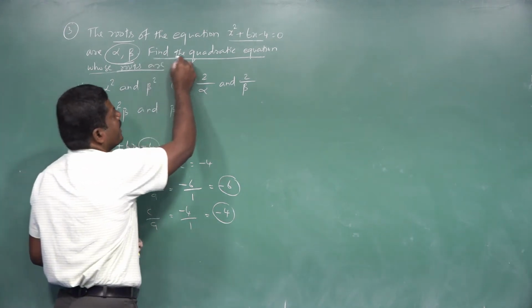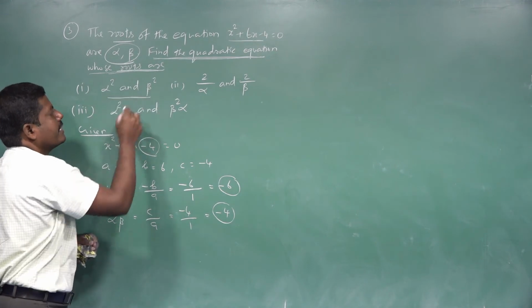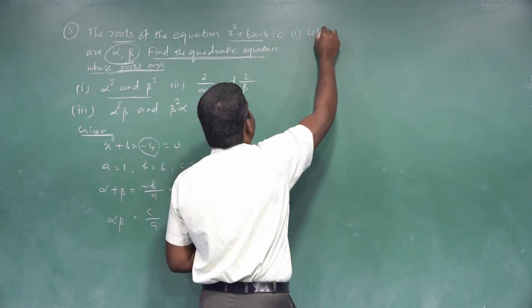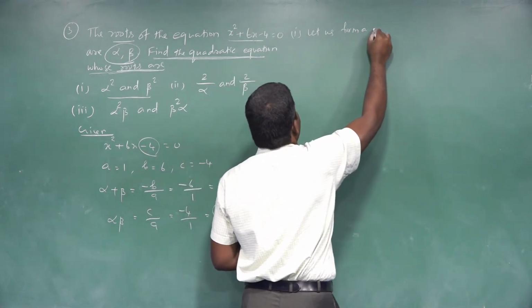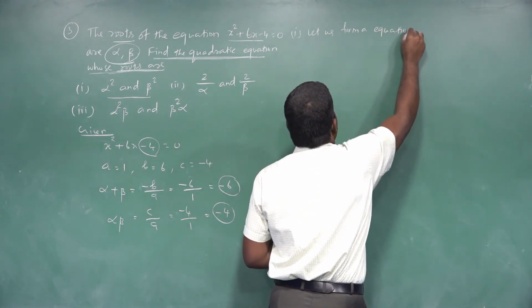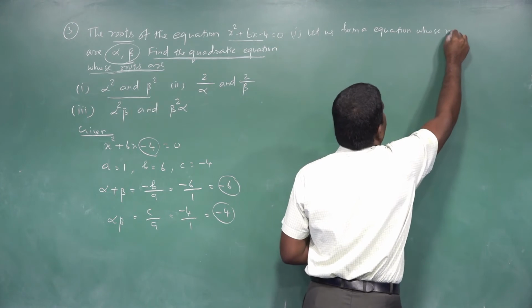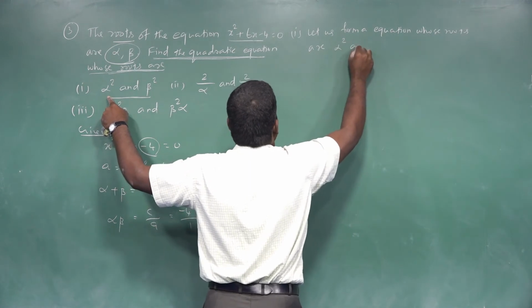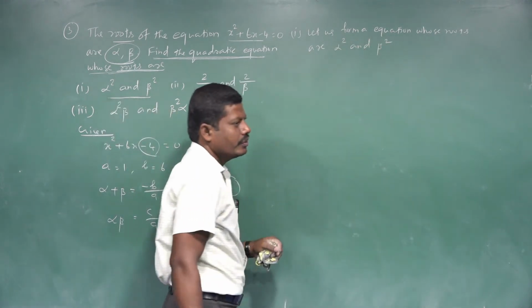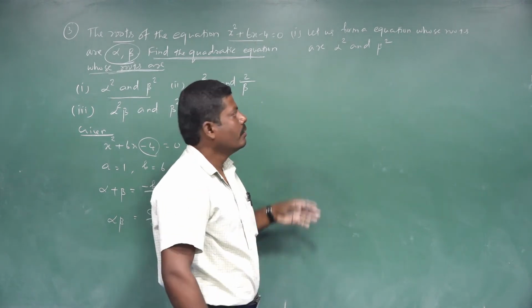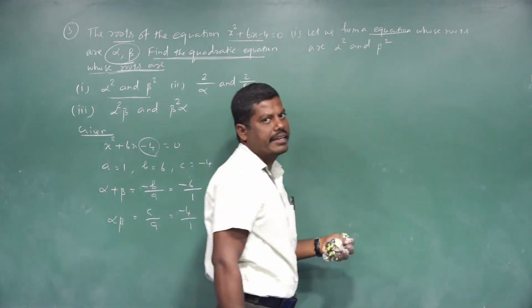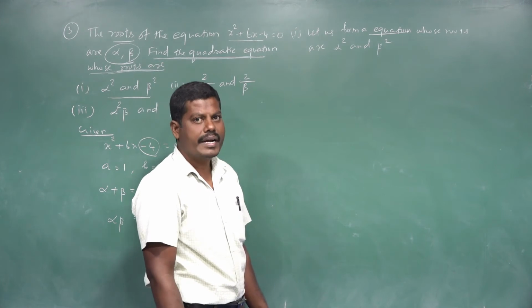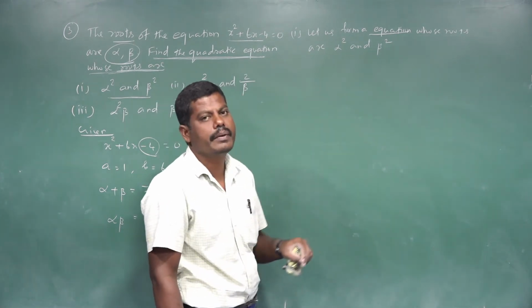So, what is our question? Find the quadratic equation whose roots are alpha square and beta square in our first question. So, first question, let us form an equation whose roots are alpha square and beta square. These are the roots. Using these two roots we want to find out the quadratic equation. Understand? So we want to form a quadratic equation means we should know sum of the roots and product of roots. Roots are already given. Alpha square is one root and beta square is the another root.